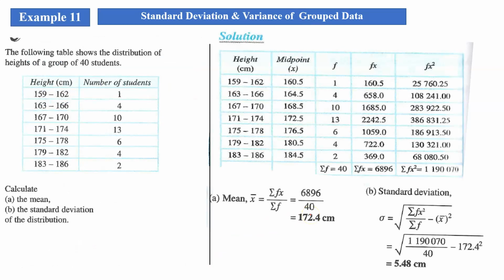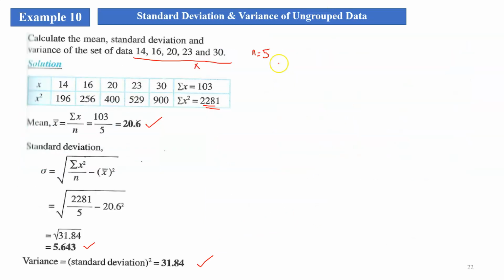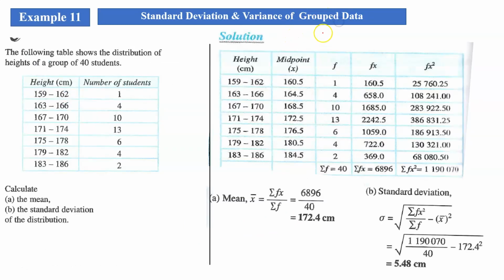Okay, let's see this one. This one for group. This is for ungroup. Macam mana cari yang for group pula? Okay, so dia kata table ni tunjuk ketinggian untuk 40 students. So 40 students mean the summation of this, you will get 40, or your n will be 40. You need to find the mean and the standard deviation. So remember, this is grouped data.